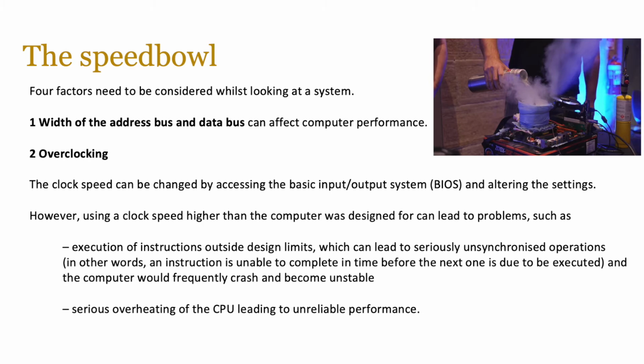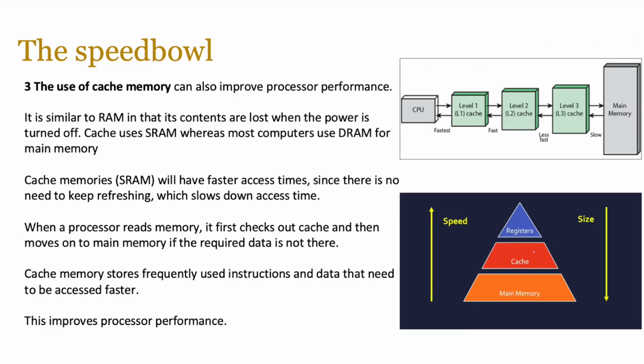The clock speed can be changed by accessing the BIOS, and you can alter the settings. You probably can try that on your computer if you want to risk it. However, using a clock speed higher than the computer can handle can lead to problems such as execution of instructions outside design limits, which can lead to unsynchronized operations. In other words, an instruction is unable to complete in time before the next one is due to be executed, and the computer will frequently crash or become unstable. And obviously there is serious overheating of CPUs, and you've probably seen those videos about using liquid nitrogen or helium to cool CPUs down.